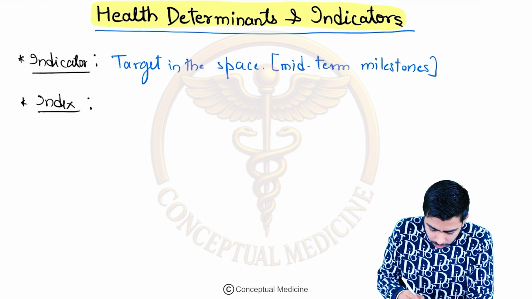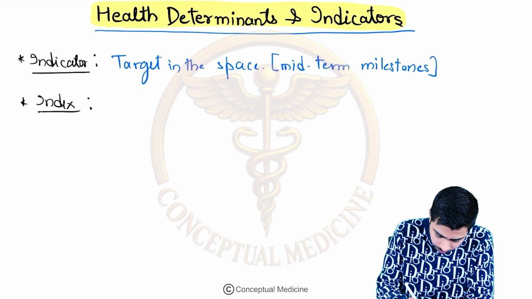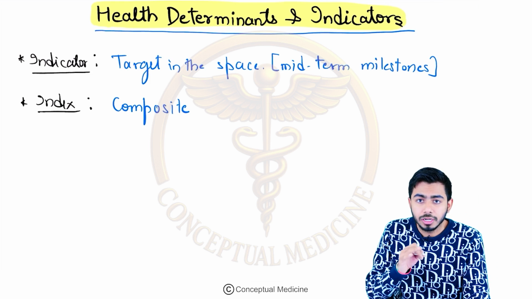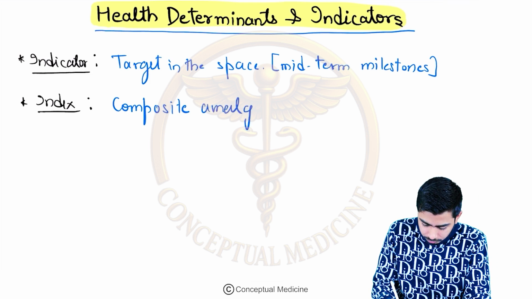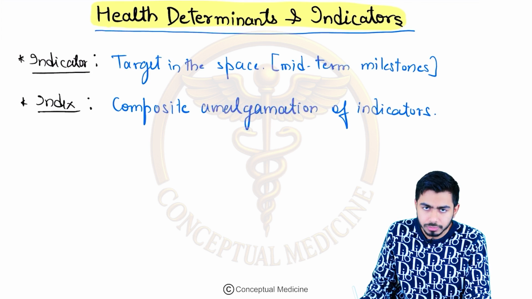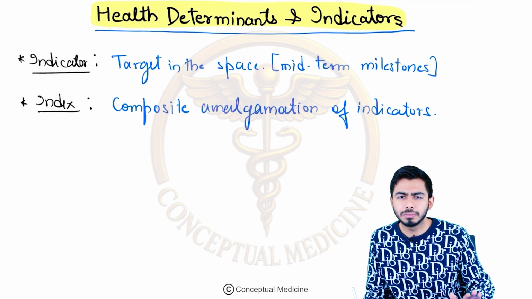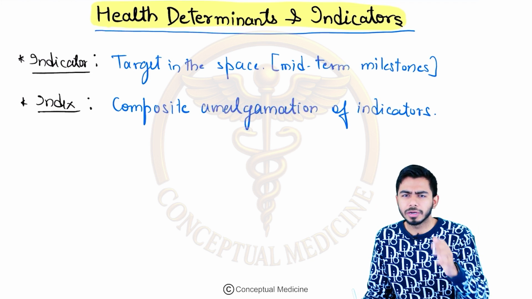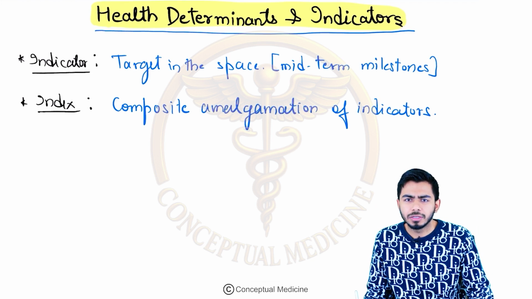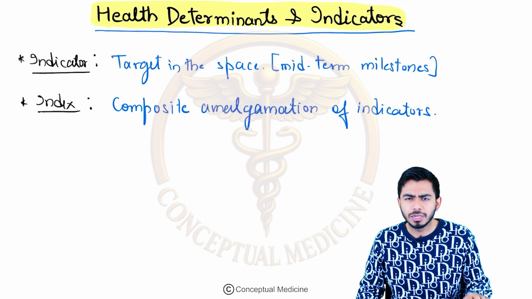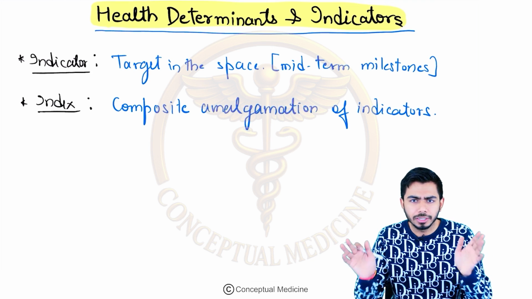Very simple, right? So this is basically the composite amalgamation of indicators. If you combine all the indicators, then it will become the index. Very simple. For example, I will give you a very simple basic example. Some of you might have some knowledge about the stock market, right? In the stock market we have different kinds of stocks, with companies and all, for example Reliance company or some Tata company.